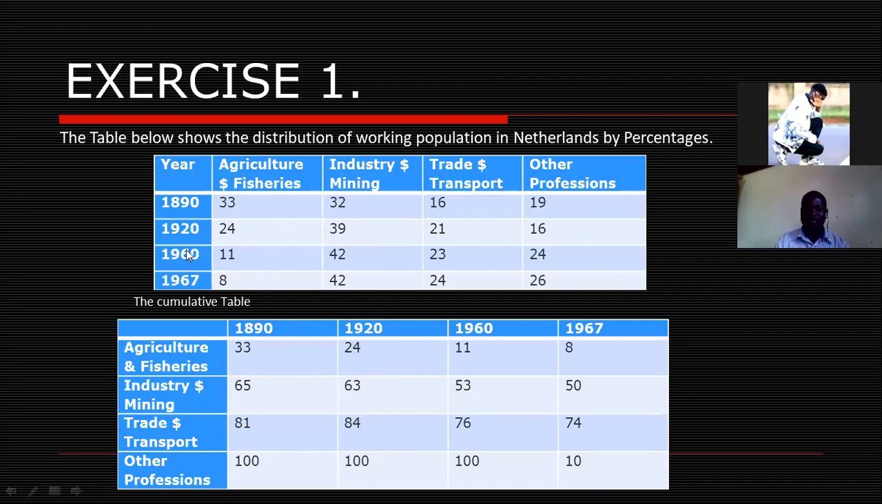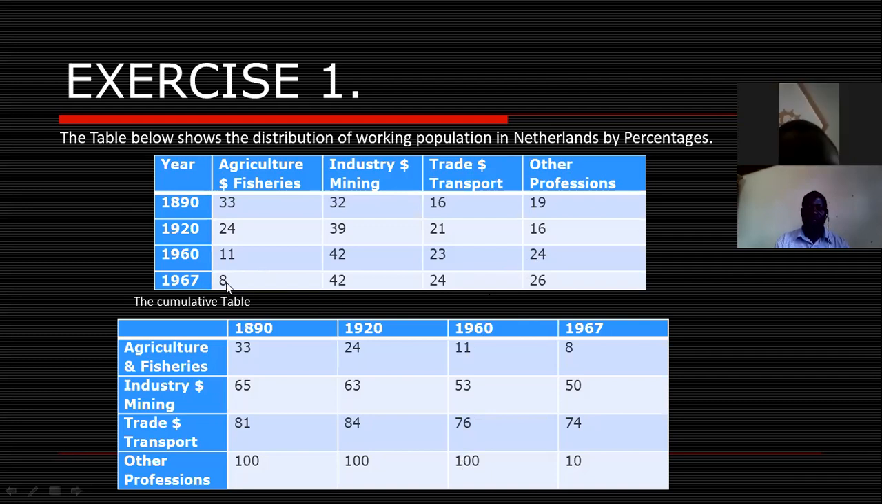We go now to 1963, which is this. We're having our initial one as 11, and 11 is here. When you get 11 plus 42, you will have 53, which is this. 53 plus 23, you will have 76. 76 plus 24, you will have 100.